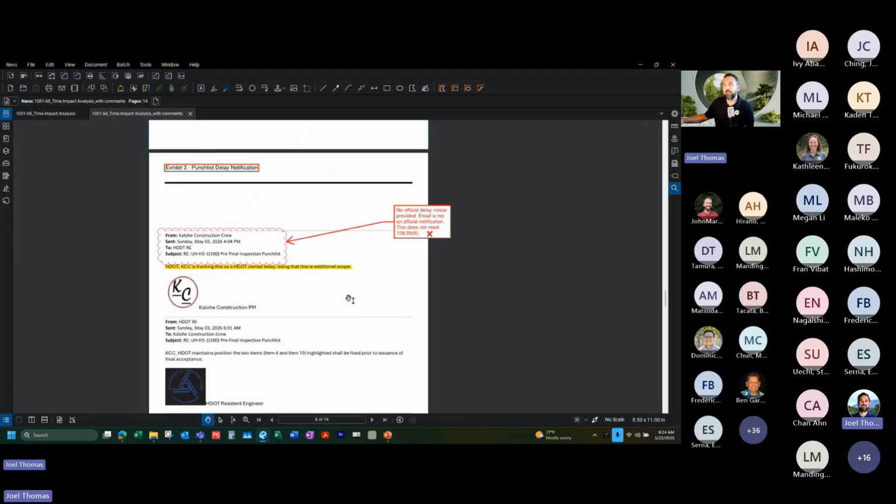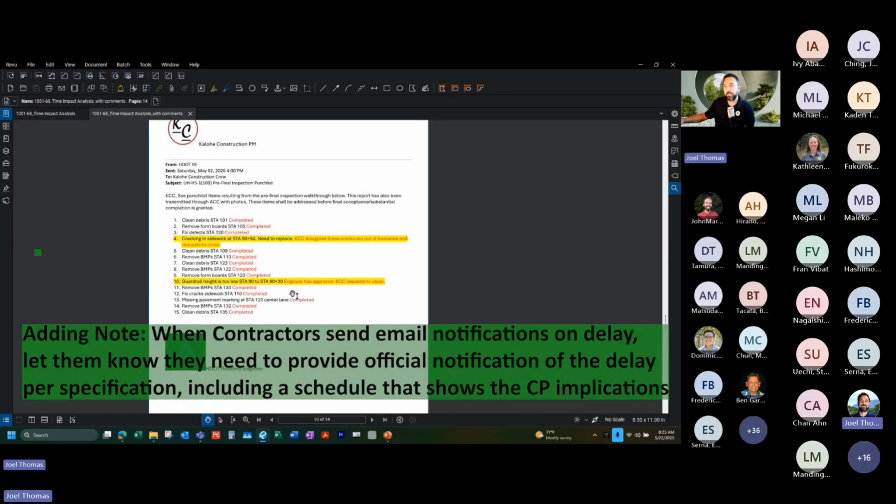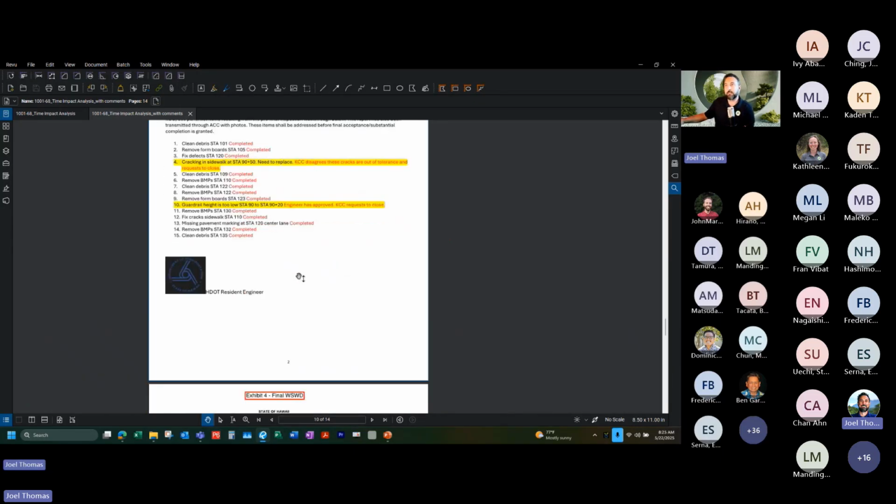And then you'll see this too, a printout of a PDF. An email does not count as an official notification for a delay per spec. For the purposes of this training, I am going to reject merit on this. We've all seen this before. They're claiming that the delay at the end of the project was due to all of this.